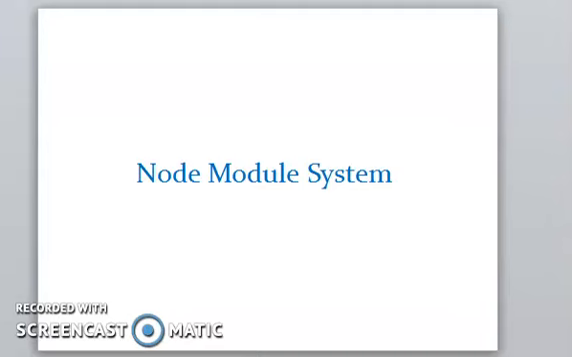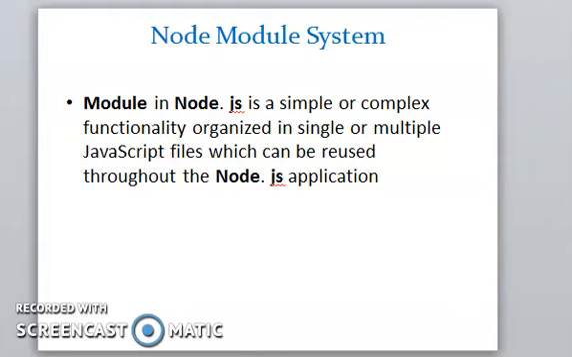Node modules are a simple or a complex functionality organized in single or multiple JavaScript files, and these files we can reuse in our Node.js application. That means a module is a functionality that can be in a single file or multiple files, and these files we can reuse in our Node.js applications.